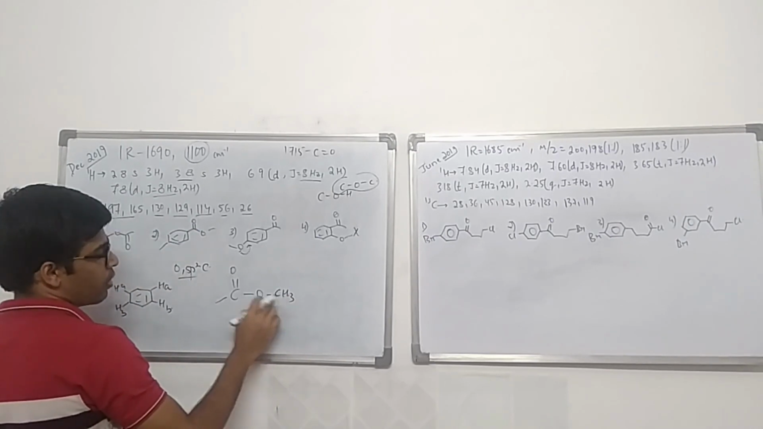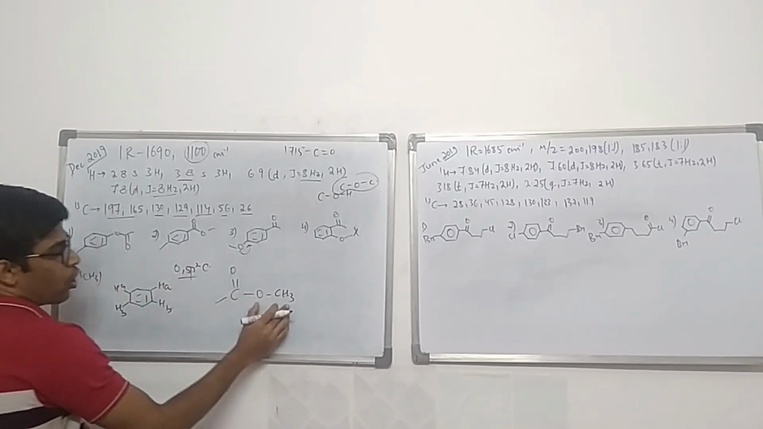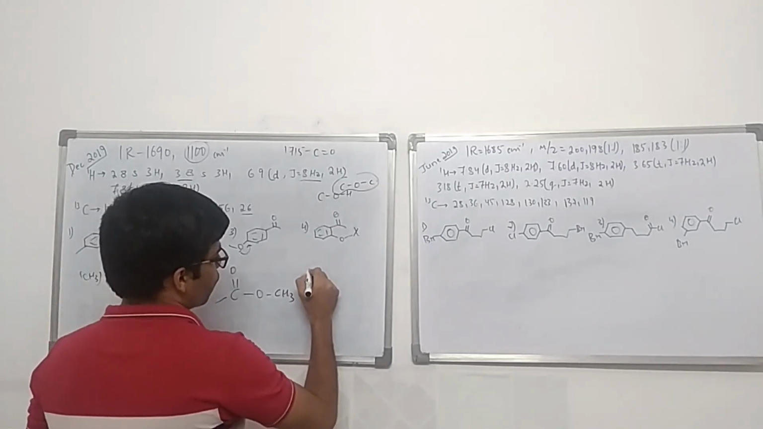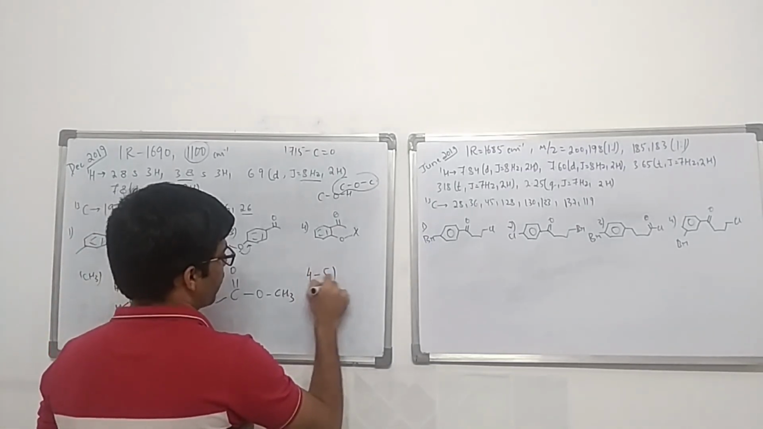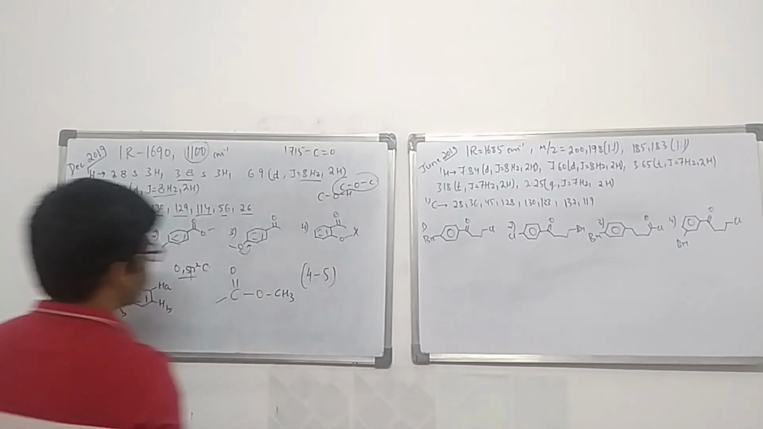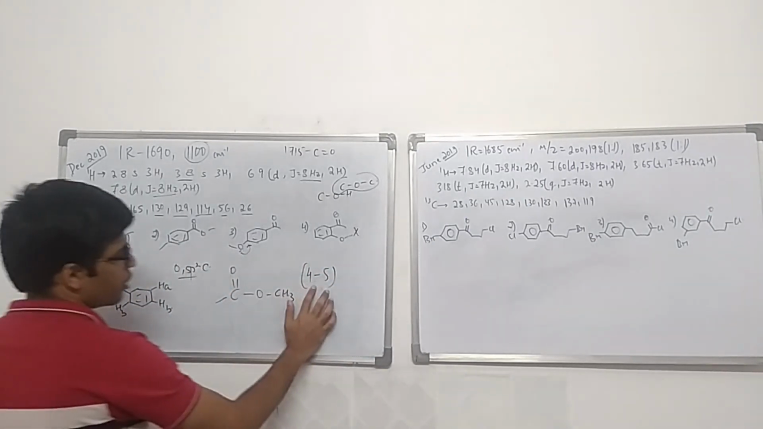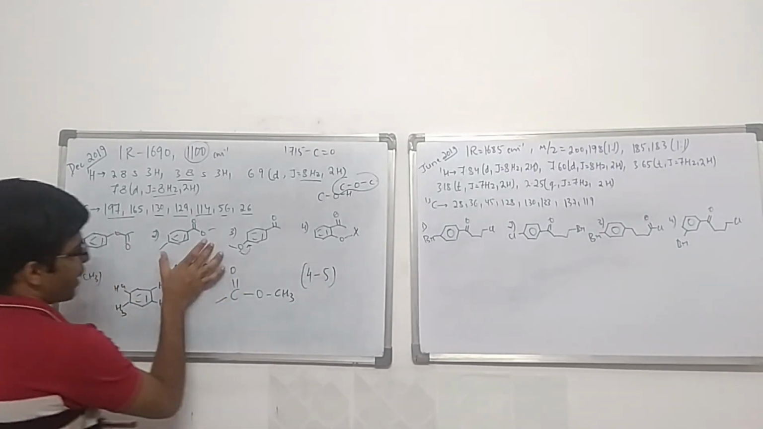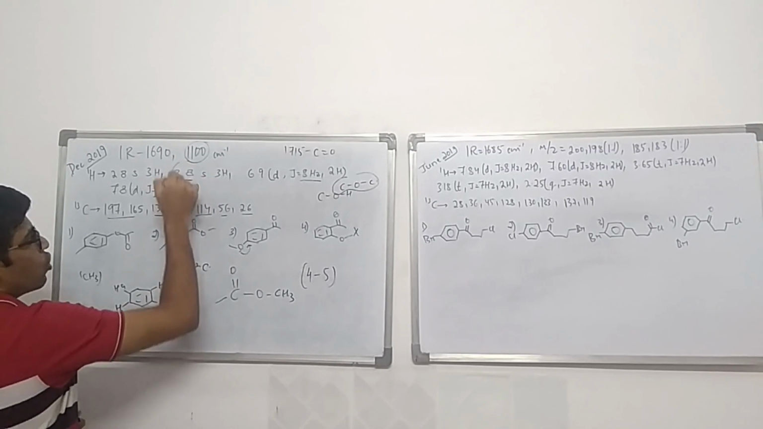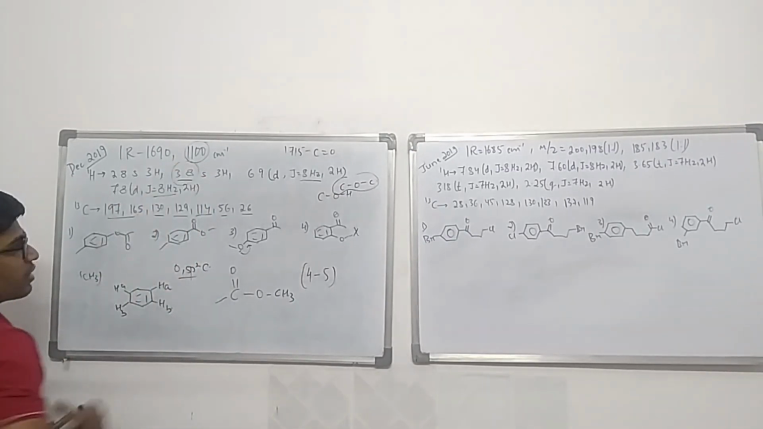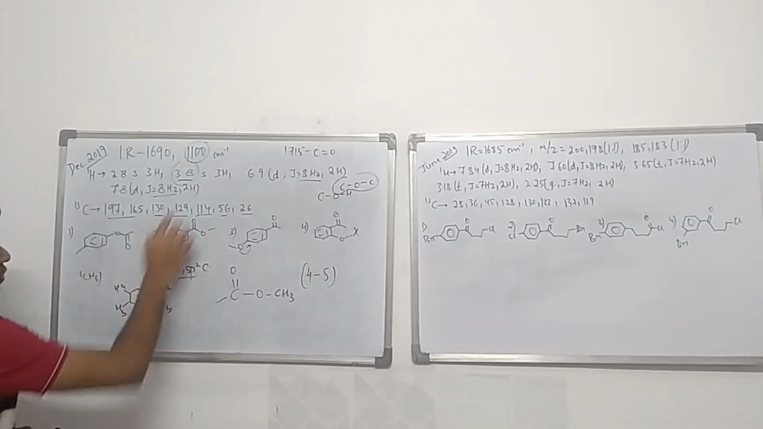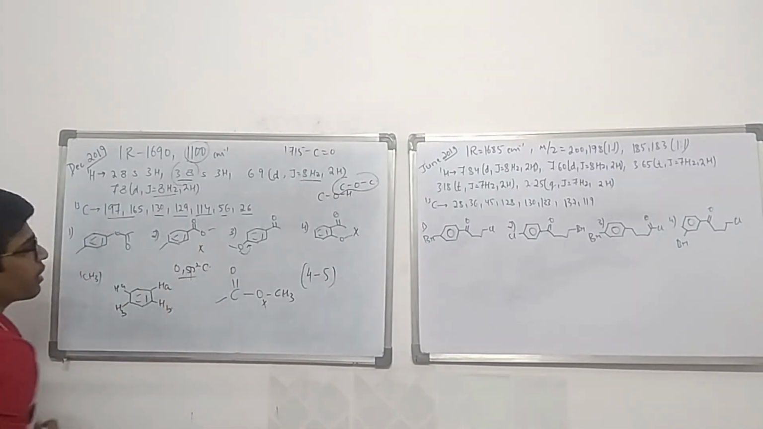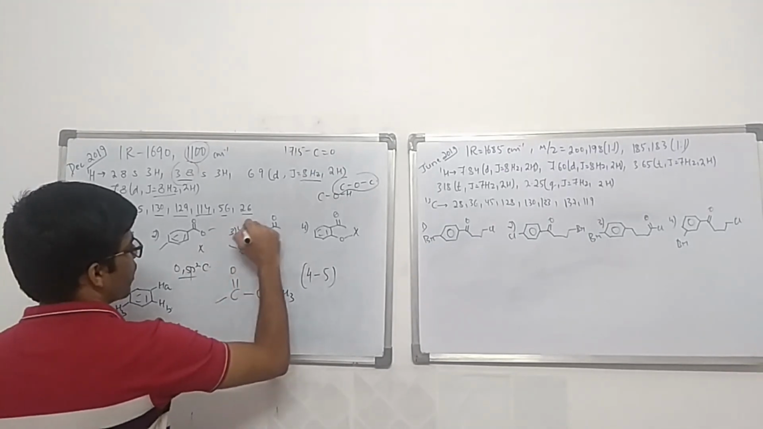any proton attached to a carbon which is attached to the oxygen end of an ester group has its NMR value in the range of 4 to 5. But in this case, if this has to be the structure, this NMR value has to be higher than 4. But the value is given as 3.8. So that means this possibility is not there. So this is not my correct structure. My correct structure has to be this.